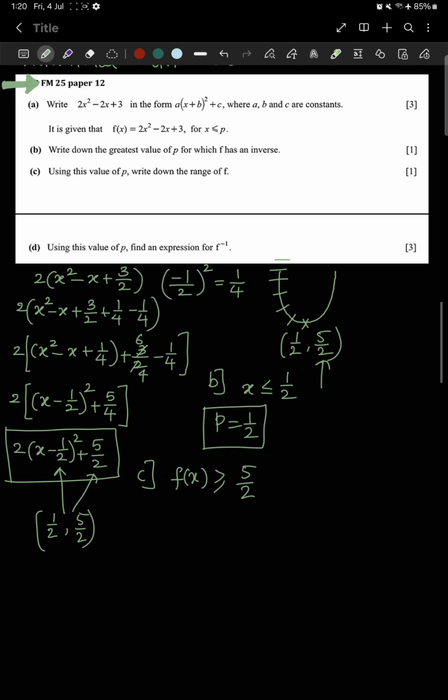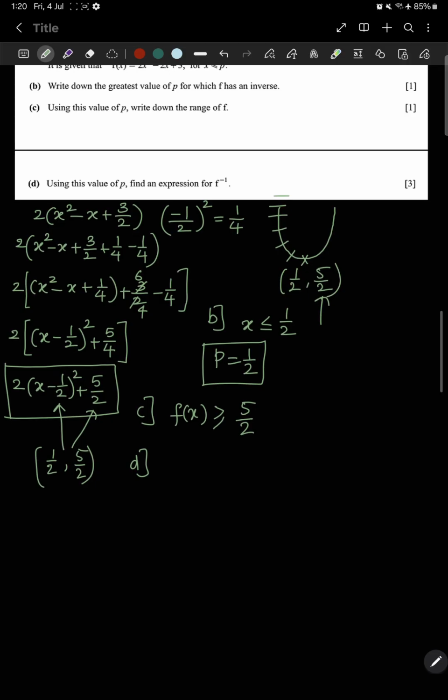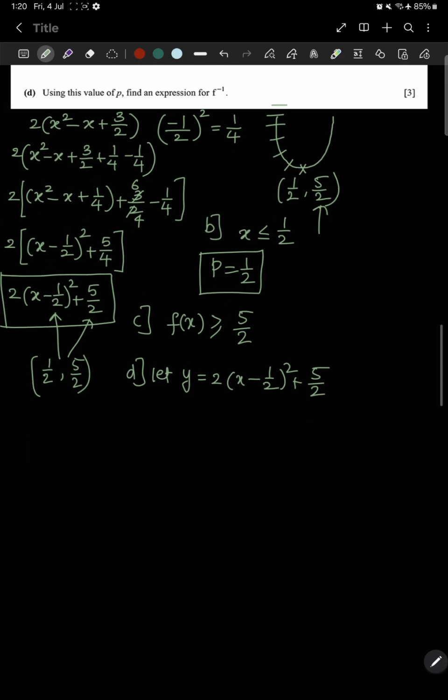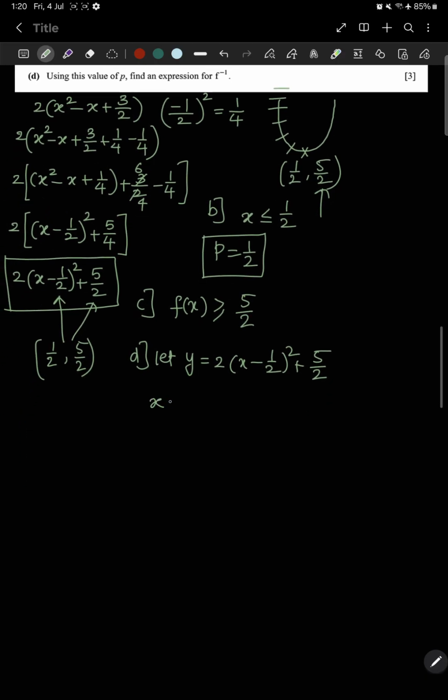Next, we have to write down the expression for f inverse. So to write the expression for f inverse, I use the completed square format. So I begin with assuming this to be y. So y equals 2 times x minus half squared plus 5 over 2. I interchange x and y. So this gives me x equals 2 times y minus half squared plus 5 over 2. Now I have to make y the subject. That gives me x minus 5 over 2, and I also take this 2 to the other side, and I have y minus half the whole squared.